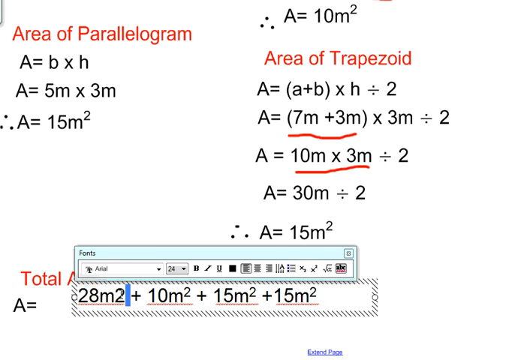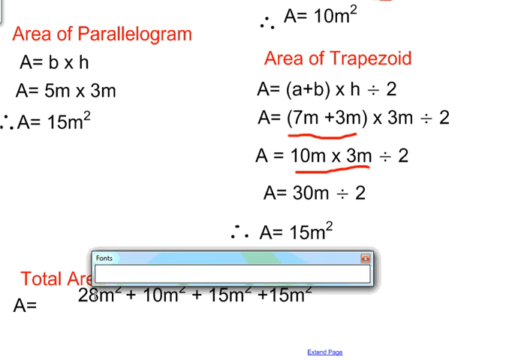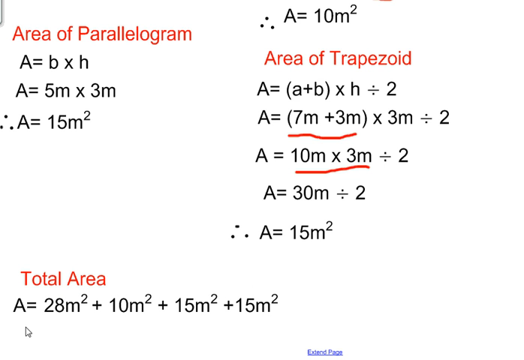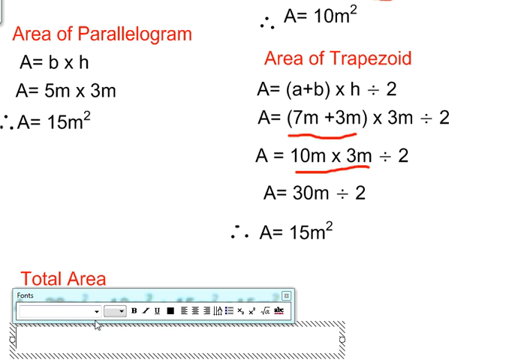Now, we can go step by step here. Just keep on breaking it down, but this is where I hope you would use your calculators, and you can just figure that out there. So therefore, 28 plus 10 is 38, and 15 plus 15 is 30. 38 plus 30 is 68. So therefore, area equals 68 meters squared.